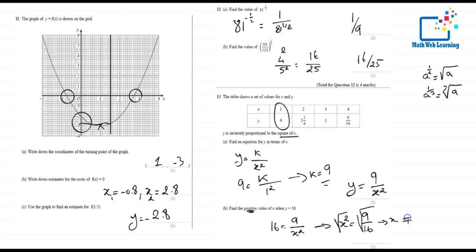That normally gives me plus or minus, positive and negative, you know that, okay? But they want the positive only. That's why I underlined it. So we need the positive of 9, which is 3, and the positive of 16, which is 4. And that is your answer.